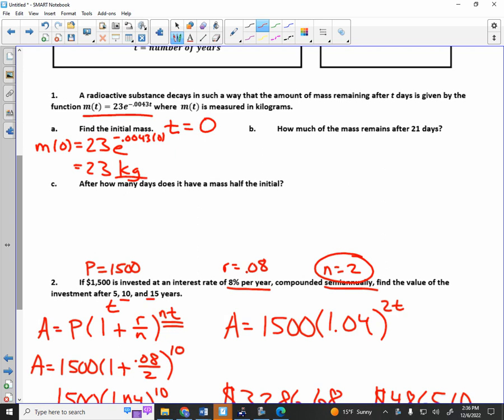You could just look at the 23, honestly. The next one, how much of the mass remains after 21 days? What will I do there? See if you can type in 21 correctly into your calculator and get the correct amount. Go ahead, try, go.